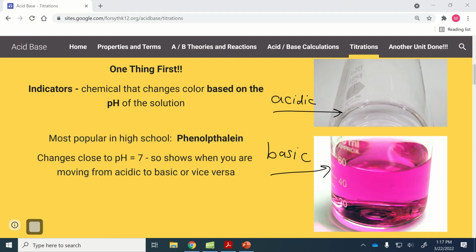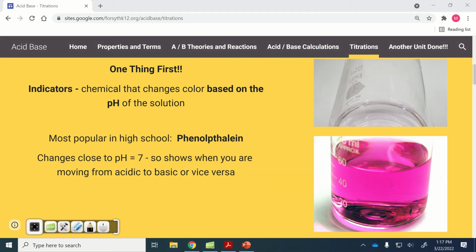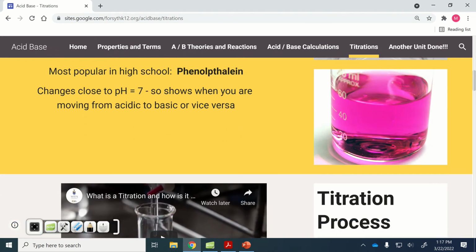Usually, though, when you're already that pink color, you're well above 7. So when we do these problems, you want just barely any pink showing up. It's very close to clear, but with a pink hue.